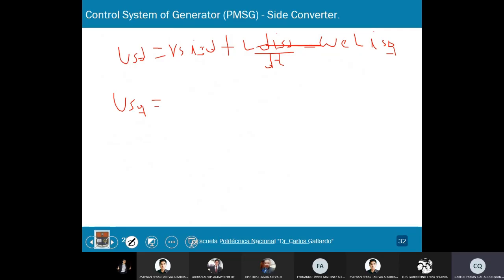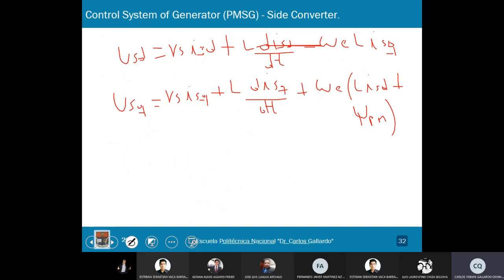And the stator voltage on Q axis is equal to the stator resistance times the stator current on Q axis plus the inductance times the derivative of the stator current on Q axis, plus the electrical speed times the inductance times the stator current on the d axis plus the permanent magnet flux. So with this equation, the active and reactive current are completely decoupled in the stator voltage reference frame, and the corresponding control voltage vectors are coupled.